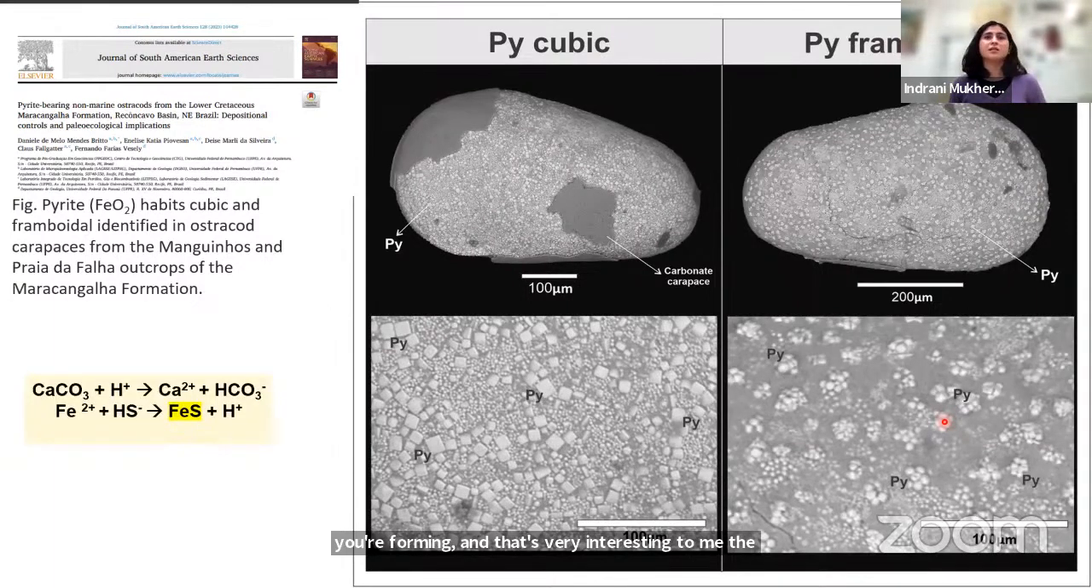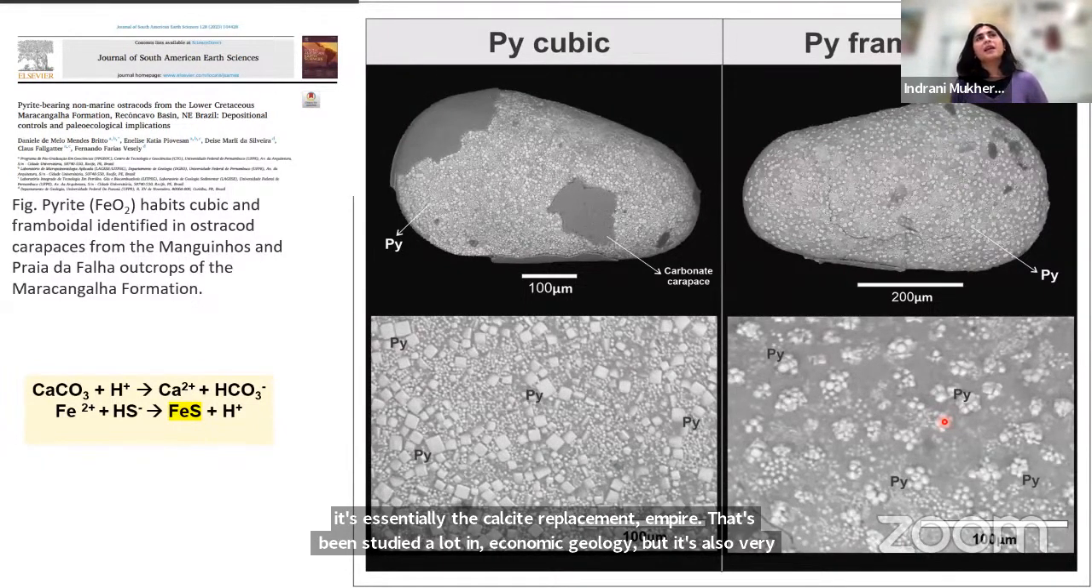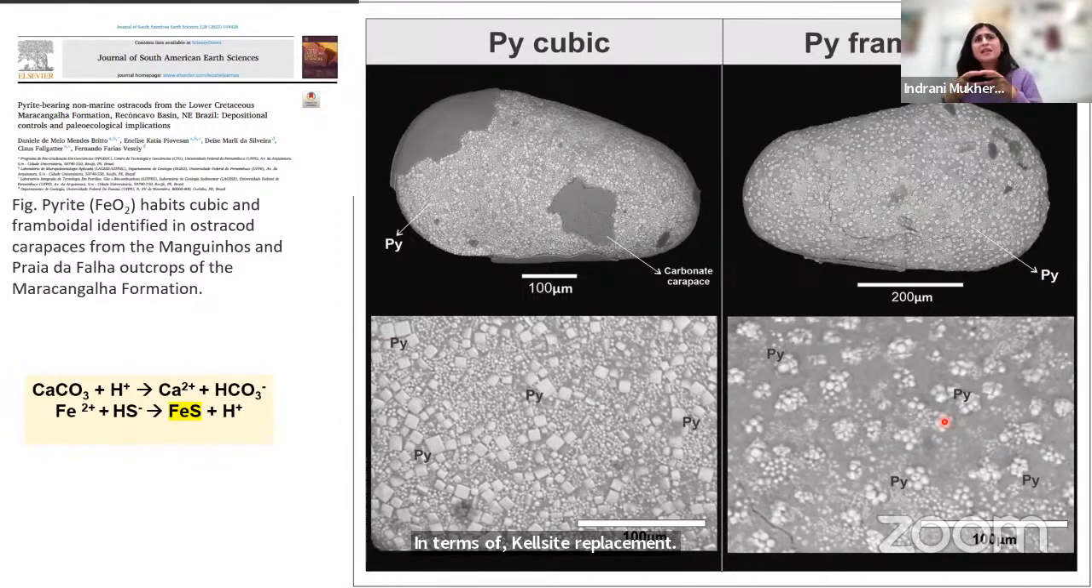And it's essentially the calcite replacement by pyrite. That's been studied a lot in economic geology, but it's also very important in terms of calcite replacement by pyrite. The other important thing I should mention here is that these replacements or authigenic mineralization occur in these microenvironments. That's why I think that the trace element chemistry of the pyrite that's forming in these microenvironments would be different to the ones that are just generally forming in the sediment.